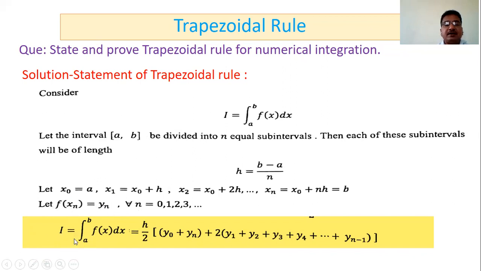Then integration I is equal to integration a to b f(x) dx is equal to h by 2 in square bracket: y naught plus yn, that is first point plus last point in the first bracket, plus 2 times (y1 plus y2 plus y3 plus y4 plus up to yn minus 1), that is 2 times the addition of the remaining. That is, in the first bracket the first value of the function and last value of the function, plus 2 times the remaining. So this is the statement of trapezoidal rule.